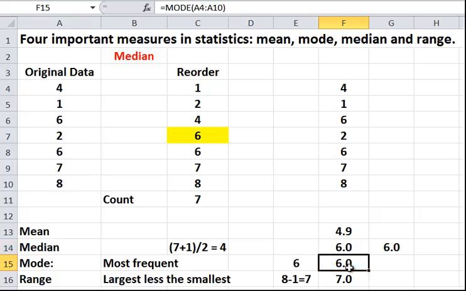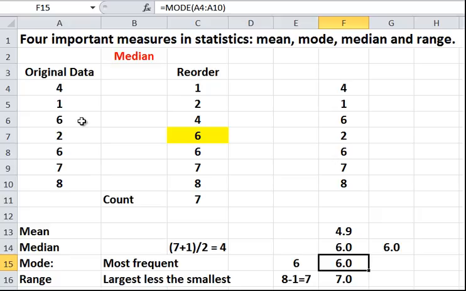The mode is done in exactly the same way. The mode is the most popular number in a set, and in this case you can see that there are 2 6s. So 6 is more popular than say 4. There's only one 4, 1, 7, 1, 8, and so on. But there are two 6s, so 6 is the modal number. That's the most popular number.